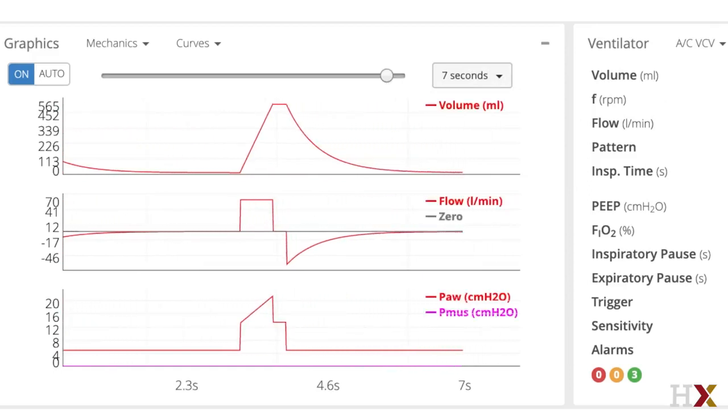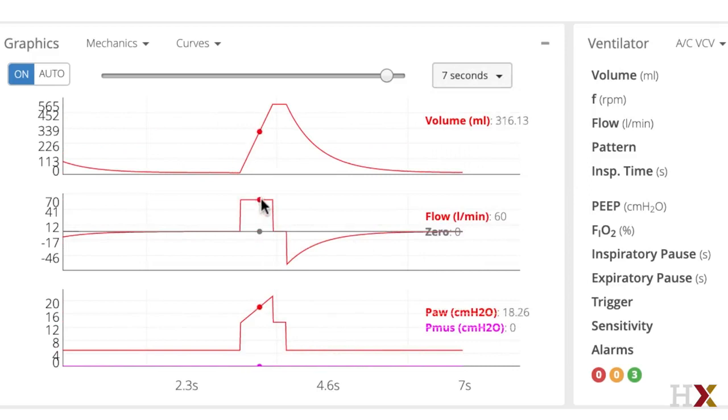With volume assist control, it is very common to have a constant flow pattern. This is why it's straight. When something doesn't change over time, it's flat. So here we have constant flow being delivered. Once the tidal volume is reached, the breath is technically supposed to be terminated.